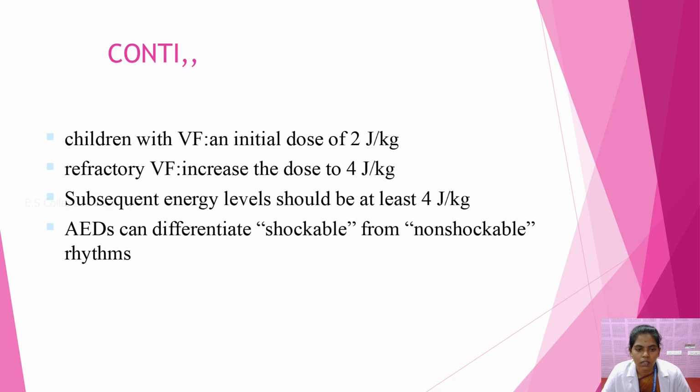shock. Next, in children with ventricular fibrillation, an initial dose of 2 joules per kg can be delivered. In refractory cases, increase the dose to 4 joules per kg. According to the weight, they can increase to 2 and 4 joules per kg in case of ventricular fibrillation, with the initial dose being 2 joules per kg. Then in refractory cases the dose will be 4 joules per kg, and subsequent energy levels should be at least 4 joules per kg.